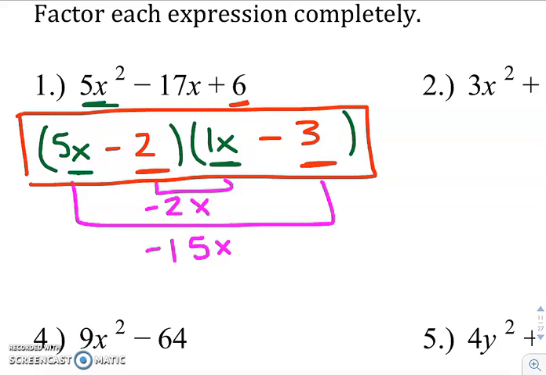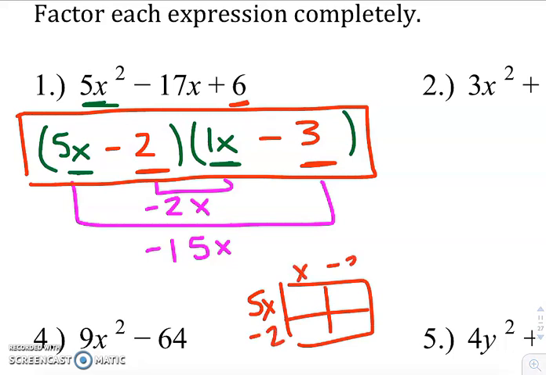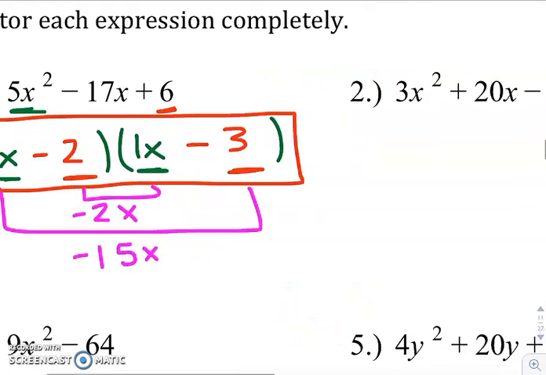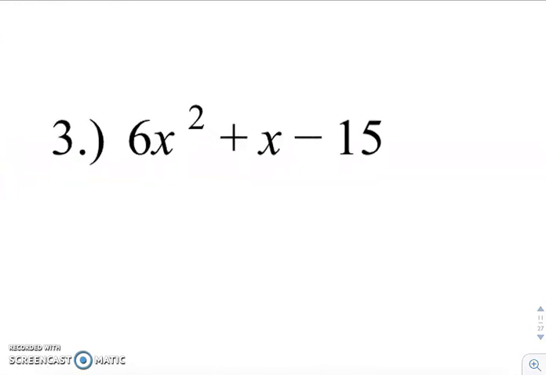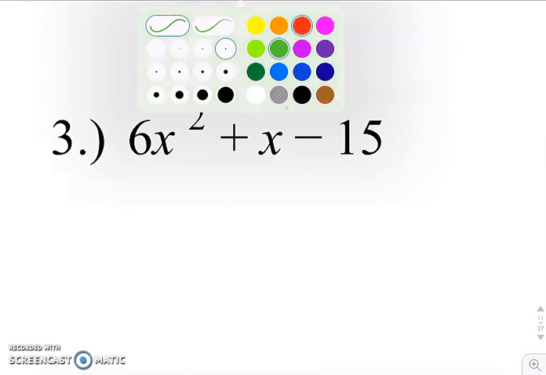And again, you guys can always check your work. Like if you multiply it back together, 5x minus 2 times x minus 3, it should get you back to what you started with there. So let's try some more. So I'm going to have you guys try 2. I'm going to do 3. So 6x squared plus x minus 15.